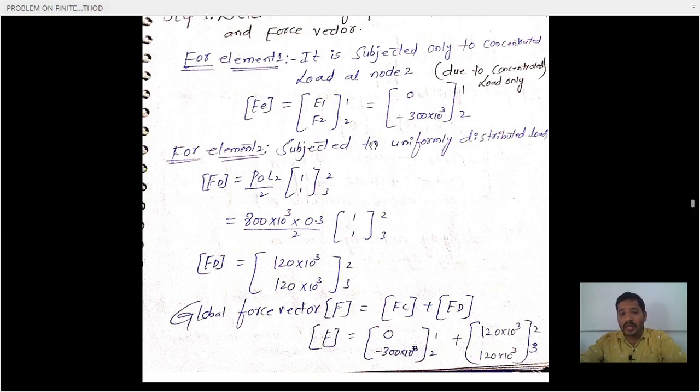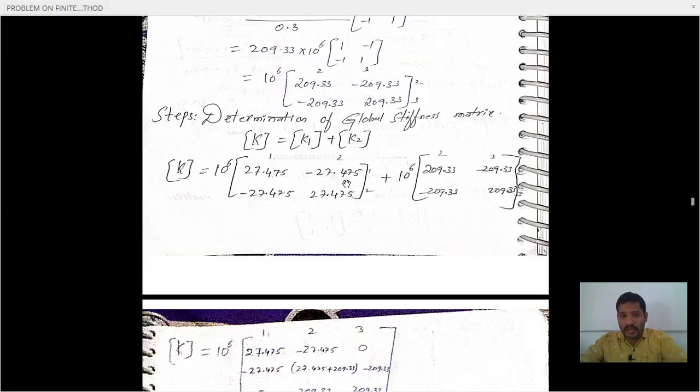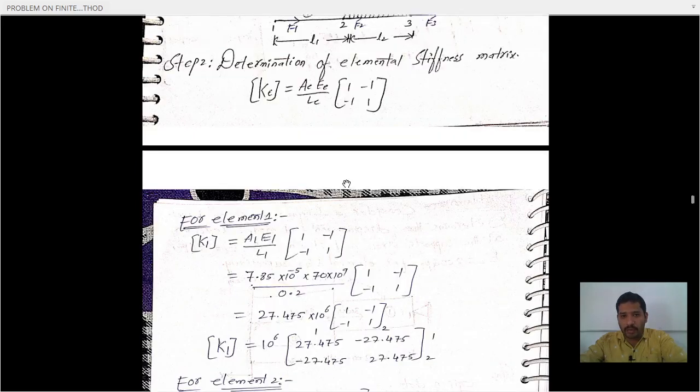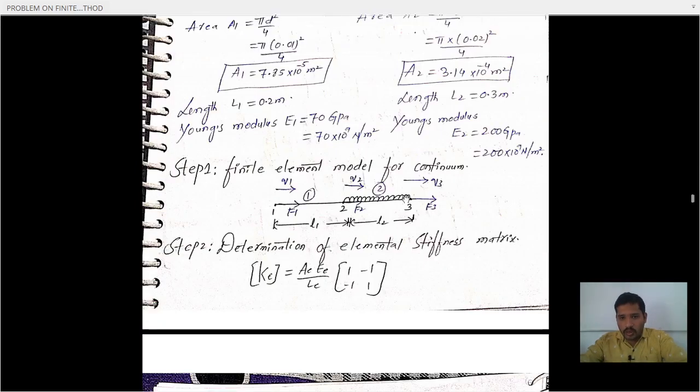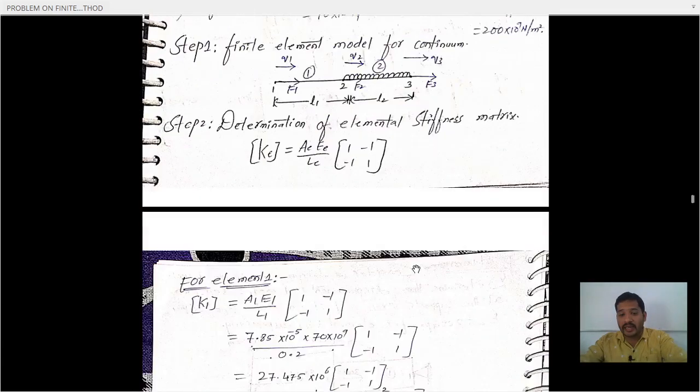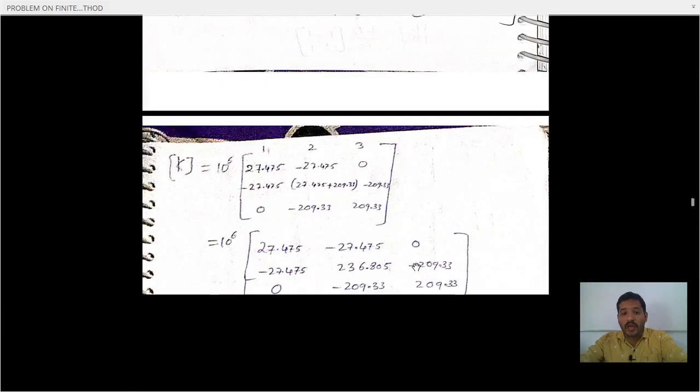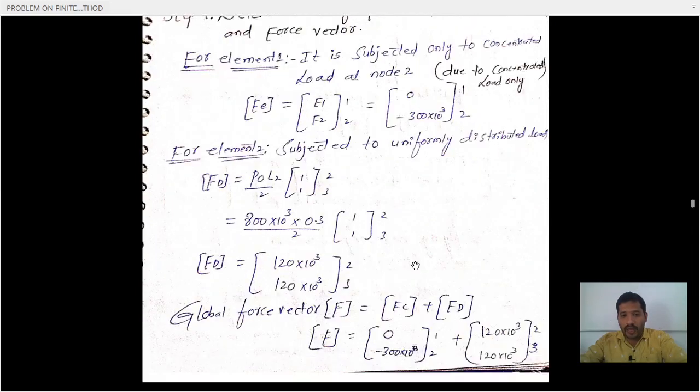I'm talking about the second element. On the second element, which load is acting here? Let us see this figure. UDL force is acting on this component. From second to third node, which load is acting on this component? UDL force is acting. So for the UDL we have to use a different formula. Okay, what is the formula? P0 L by 2, 1 1.